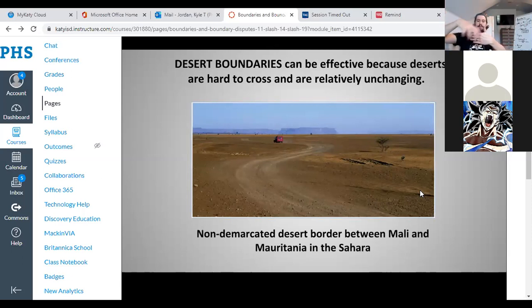So you have this big desert in the center, and you have country A on one side and country B on another side. It doesn't matter if that desert really gets bigger or smaller because you still have that desert between them that counts as a boundary. All right, this is a non-demarcated desert border between Mali and Mauritania in the Sahara. Right, there's nothing on the ground. That's the desert. It's hard to cross that desert, so therefore that works as a boundary.